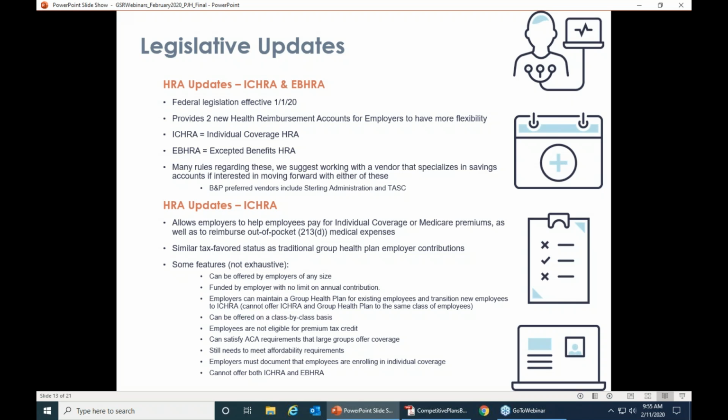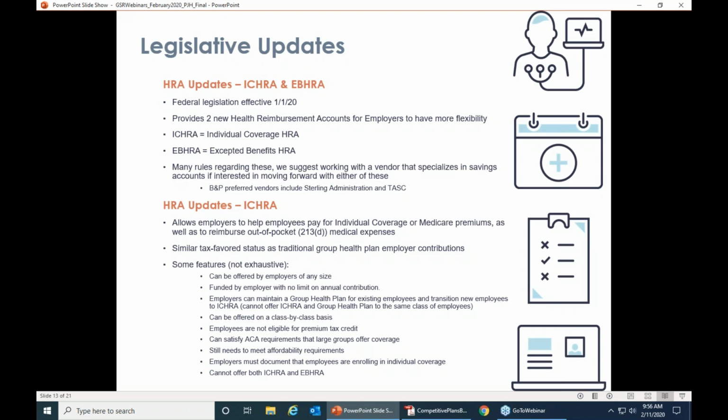If you have any questions on these, we have two vendors that we have partnered with, Sterling and Task, and they're the ones that can get these HRAs set up if in fact your group is saying we really want to do this versus a group plan. The group plan has a lot more advantages, and so if you do have a situation where this does come up, we just want to make sure you have the resources to address the questions.